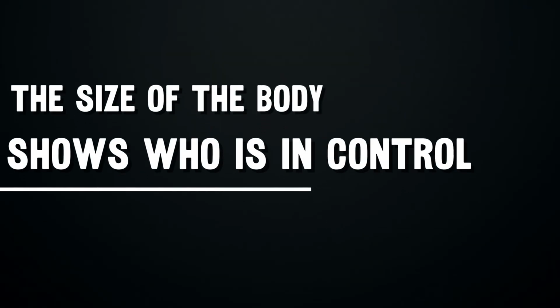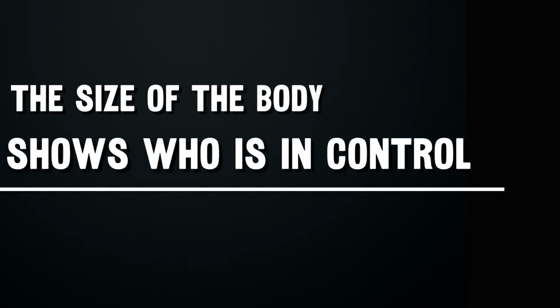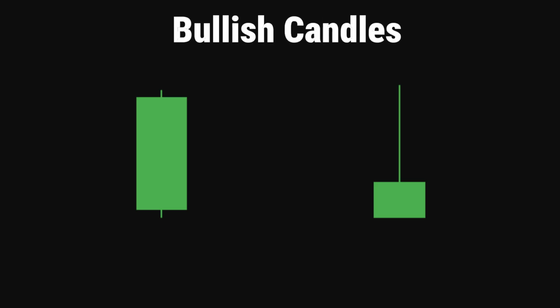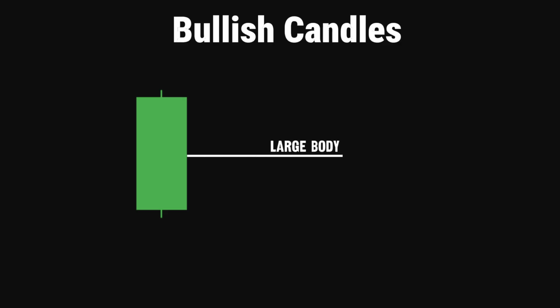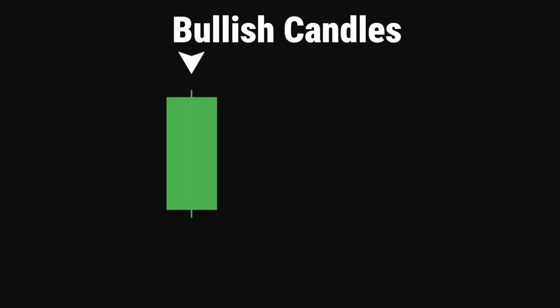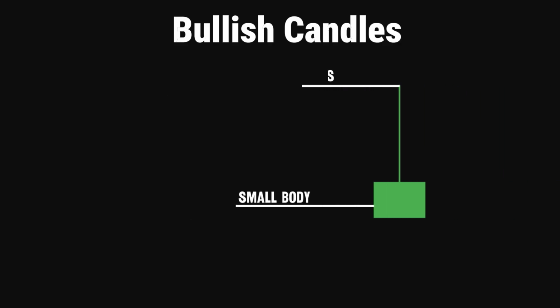First, the size of the body shows who's in control. Let's say you're looking at 2 bullish candles. They both closed higher, but they're not equal. One has a large body with barely any wicks. That tells you buyers dominated almost the entire move. Sellers tried to step in, but they didn't stand a chance. Price moved up cleanly and closed near the high. That's strength.